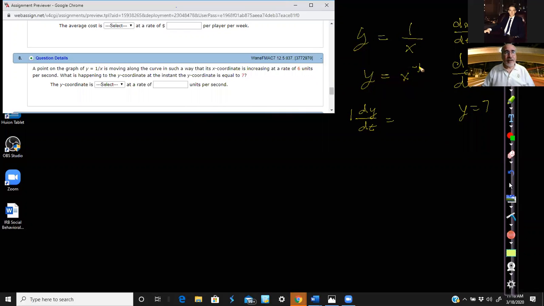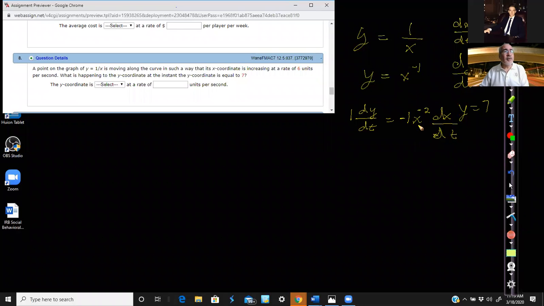The derivative of x to the -1: the negative comes down, -1. Subtract 1 from the exponent, so that's x to the -2. And this is going to be the derivative of x with respect to t. Okay. And now what we can do is plug in our dx dt, which we know is 6.